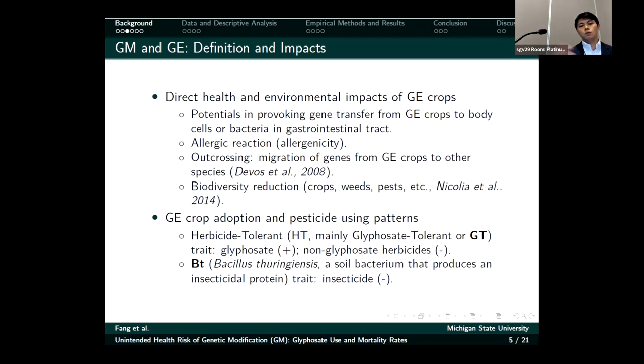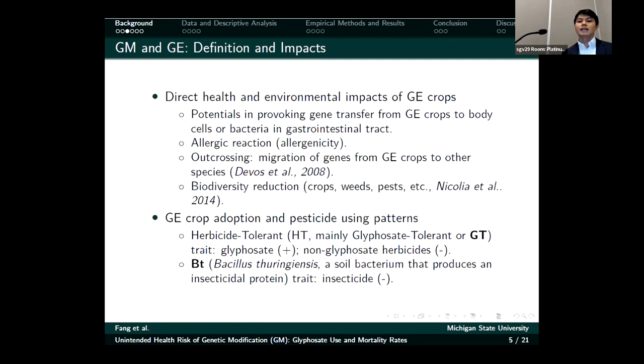However, compared to all these direct health or environmental impacts, which are more ambiguous, because solid studies have found it's not a really big deal, it's more straightforward regarding the direct impact of GE crop adoption on pesticide use patterns. So currently, the two most widely applied commercialized GE crop traits are herbicide tolerant and BT.